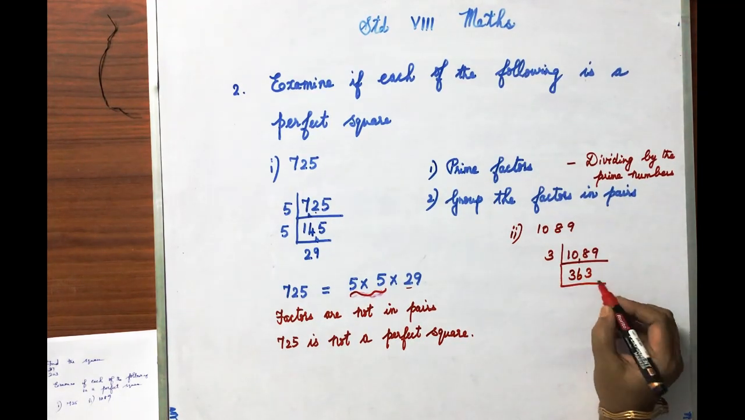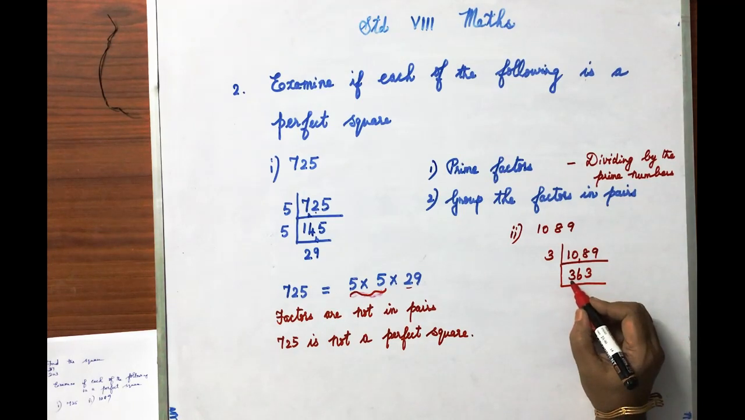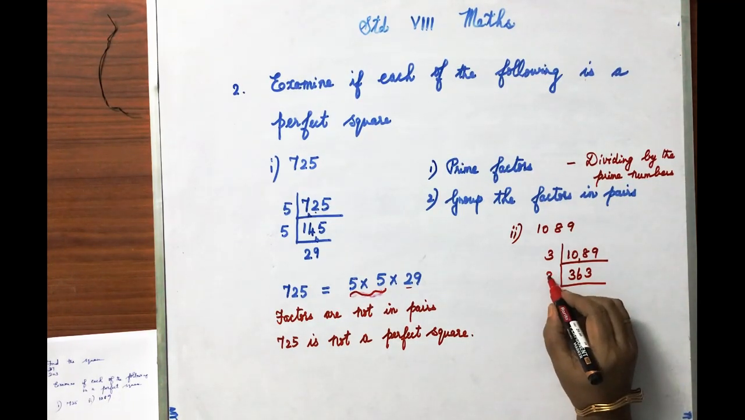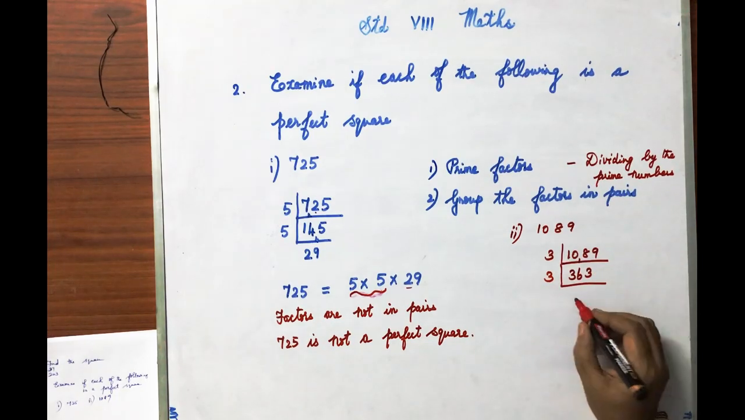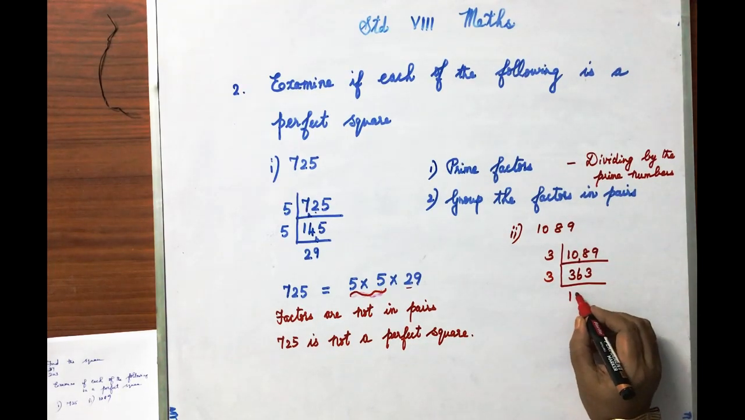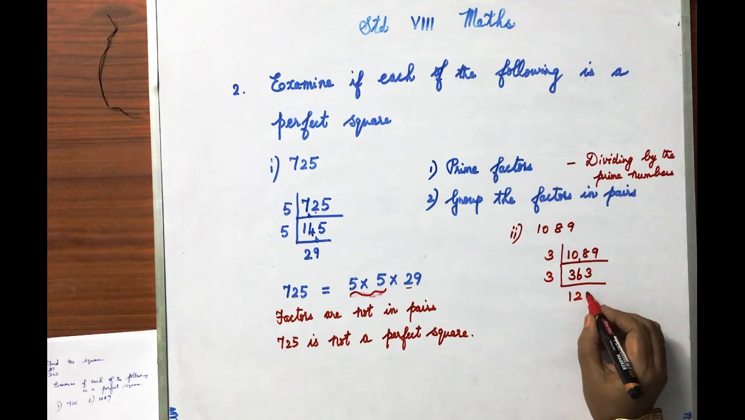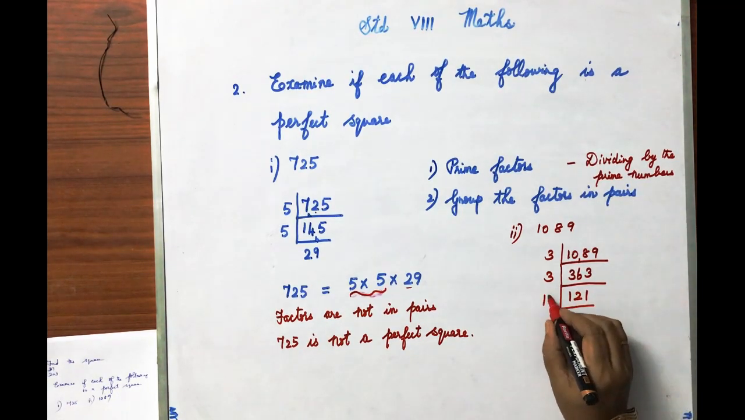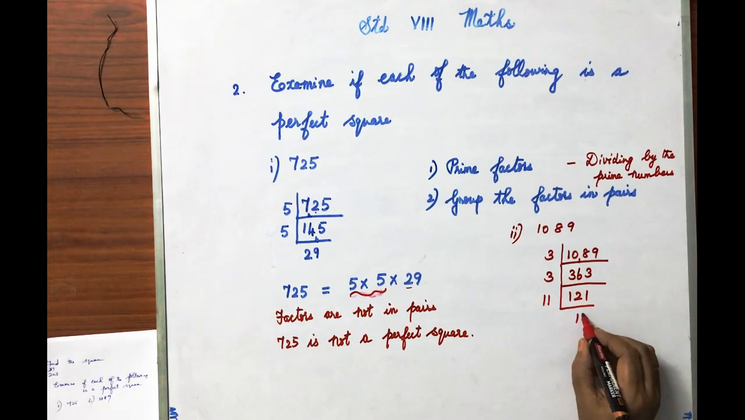Again we can divide by 3 table. Find out the sum of the digits. 3 plus 6, 9. 9 plus 3, 12. So we can divide by 3 table. 1 3 is 3. 2 3s are 6. 1 3 is 3. 121 we can divide by 11 table. 11 11s are 121.